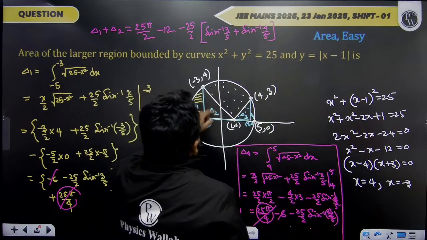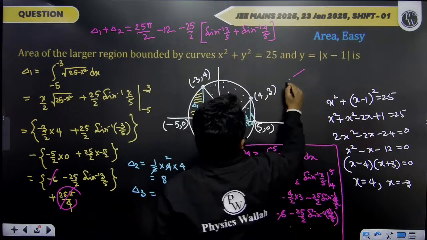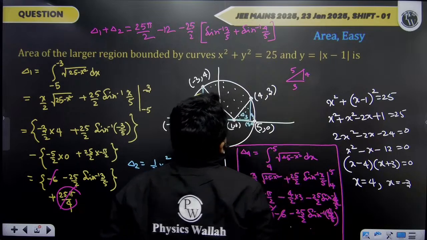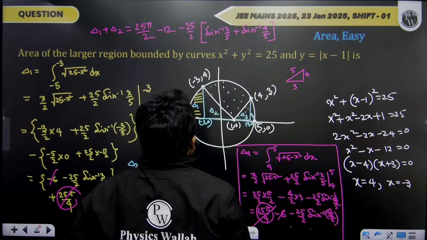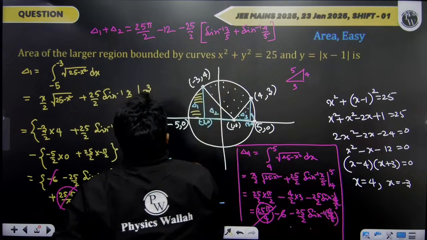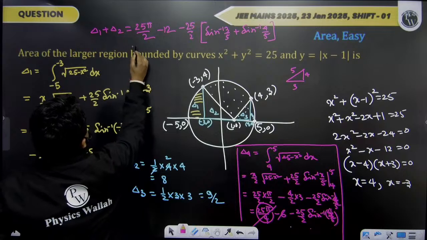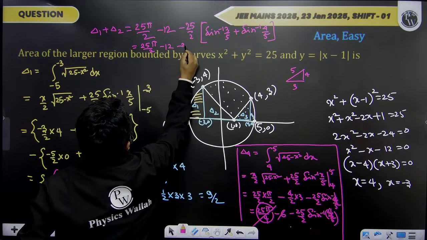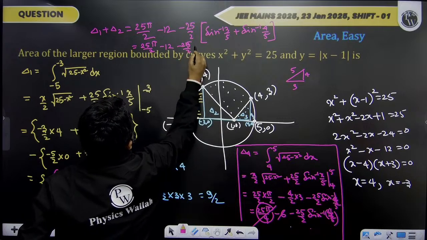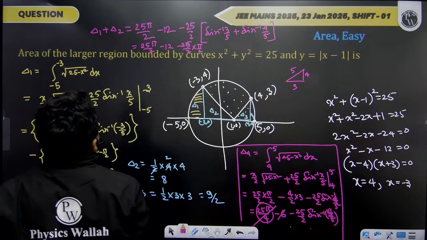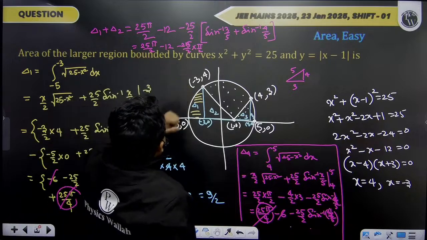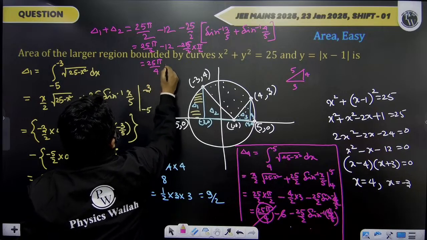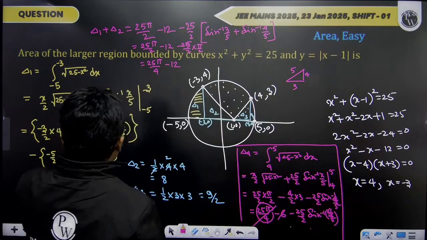Now sine inverse of 4 by 5, you see that from a triangle, if I take 4, this is 5, this will be 3, right? So sine inverse of 4 by 5 is same as cos inverse of 3 by 5. So sine inverse and cos inverse, this will be equal to pi by 2. So then this will be equal to 25 pi by 2 minus 12 minus 25 by 2 into pi by 2, that is 25 pi by 4. So 25 pi by 2 minus 25 pi by 4, this will become 25 pi by 4 minus 12. This is my delta 1 and delta 2.